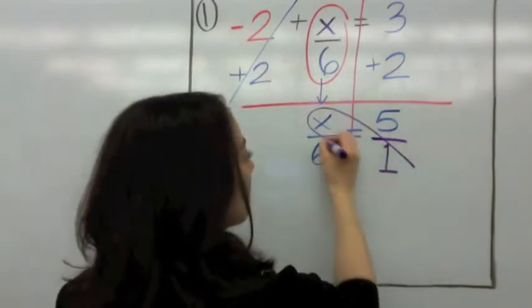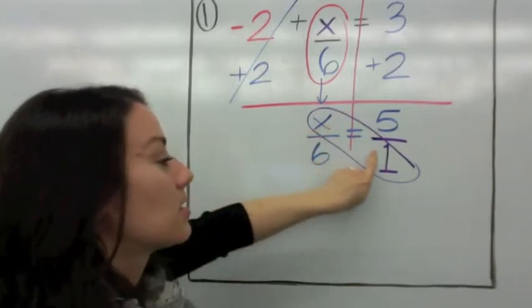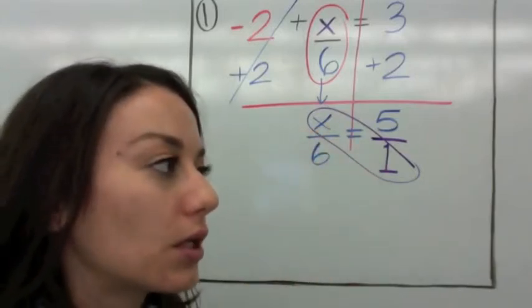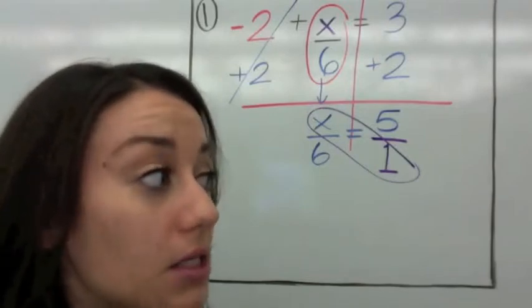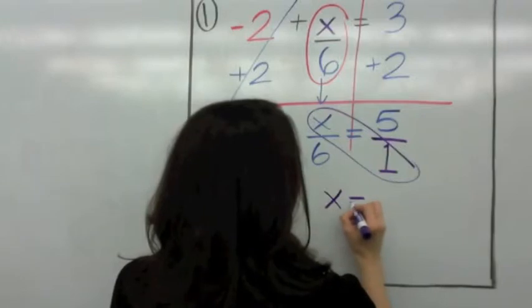Remember, x is on top. If x is on top of the fraction, this is very simple because it's x times 1. Remember, what is x times 1? It's not 1, it's x, okay? So we're just going to write x.